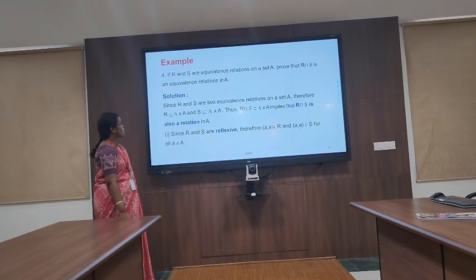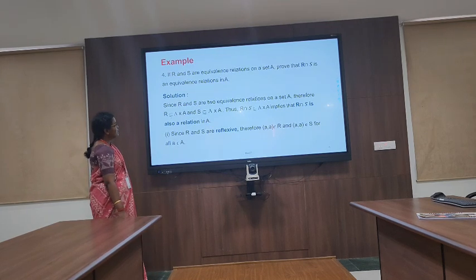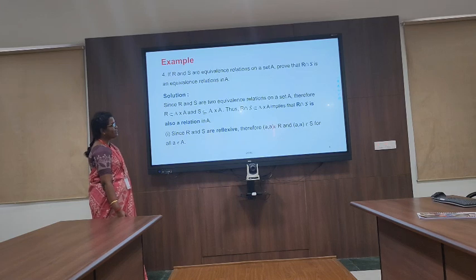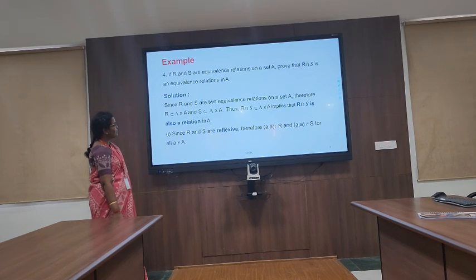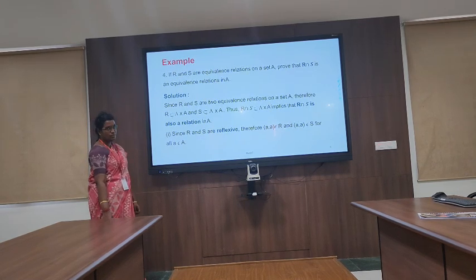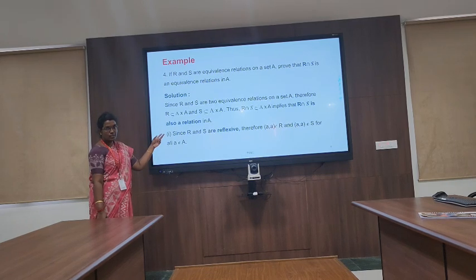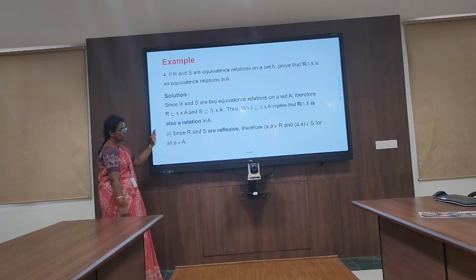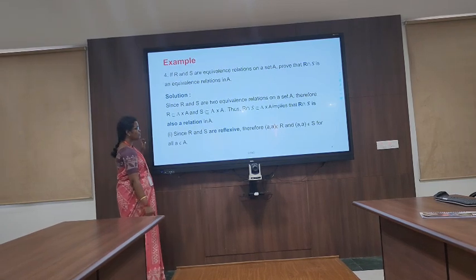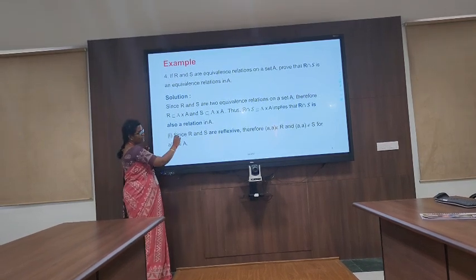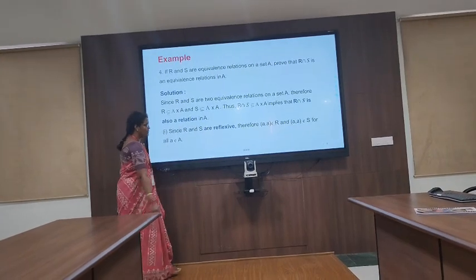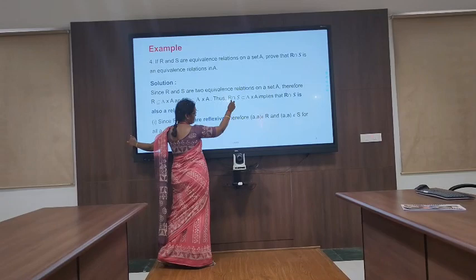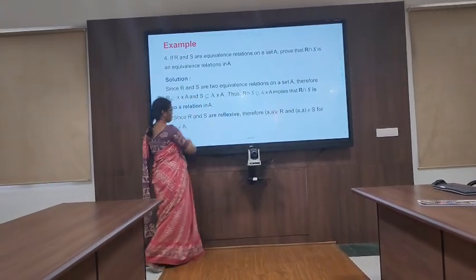The next, if R and S are equivalence relations on a set A, then the intersection R intersection S is also an equivalence relation. If two equivalence relations are taken, the intersection is also an equivalence relation. This is what we are going to prove. So basically I have to start with a relation that's equivalent. So I have to show first the intersection set R intersection S is a relation.